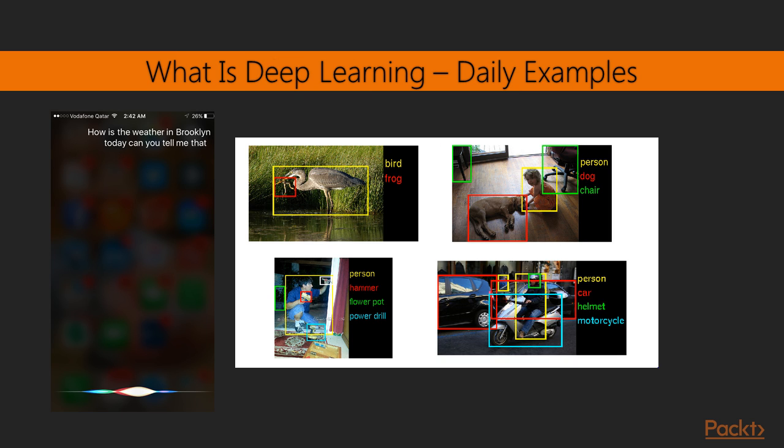Odds are you're using deep learning unknowingly. Many popular tools, which seem almost magical, are powered by deep learning in the background. Voice recognition is one example. Another is image recognition, popular with image search engines and social network face tagging features.